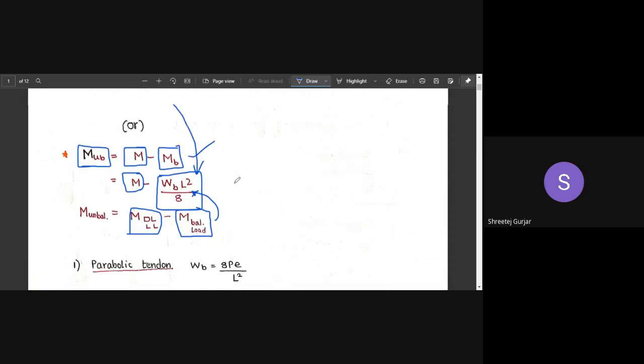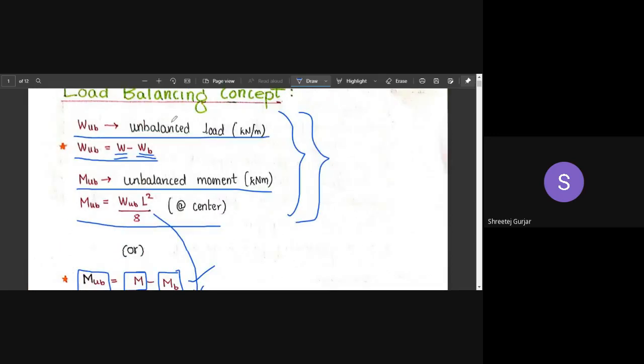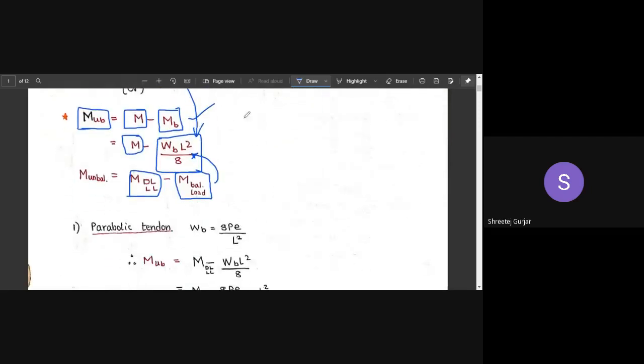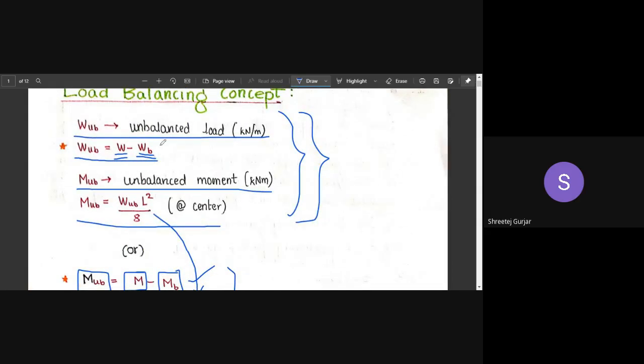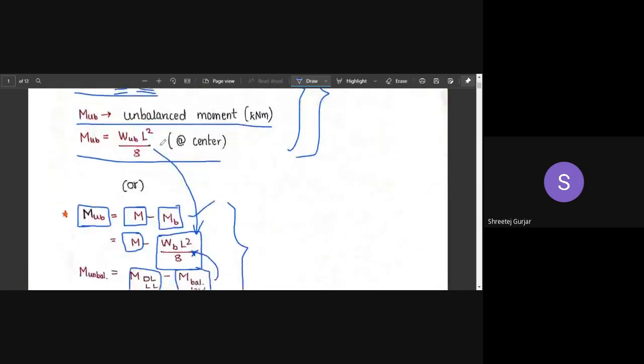So instead of using this method, we will be solving the numericals by this method. Instead of calculating loads and then substituting in moment, we will directly substitute in moment. So your steps will be decreased, and you can calculate it faster. So M minus MB, where MB is your balancing moment, equal to WB L squared by 8.